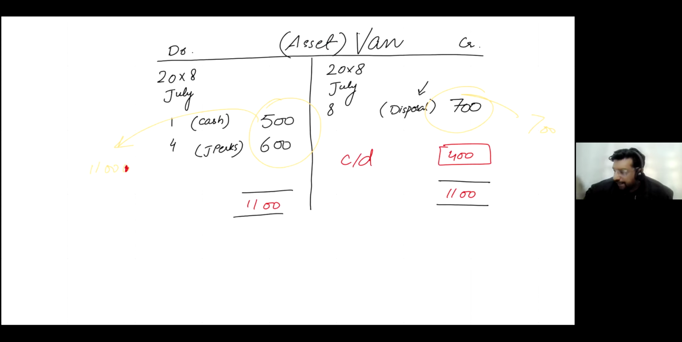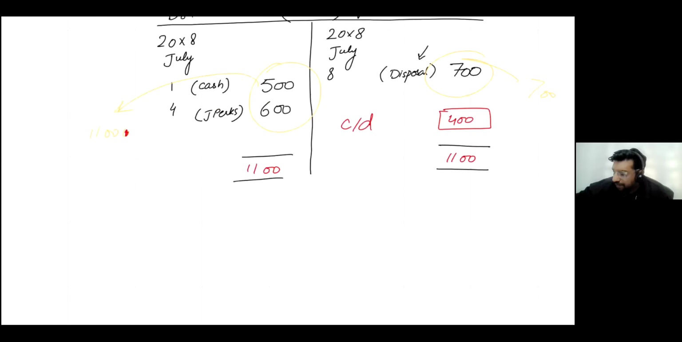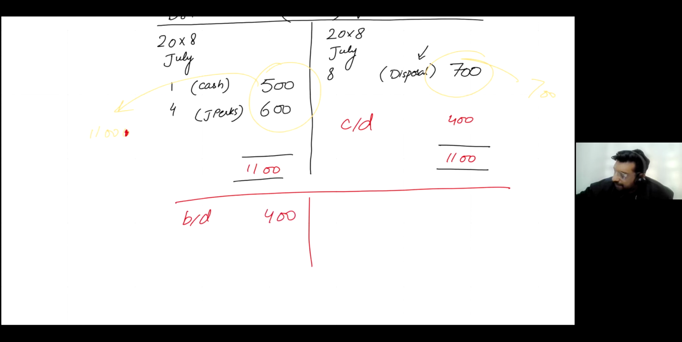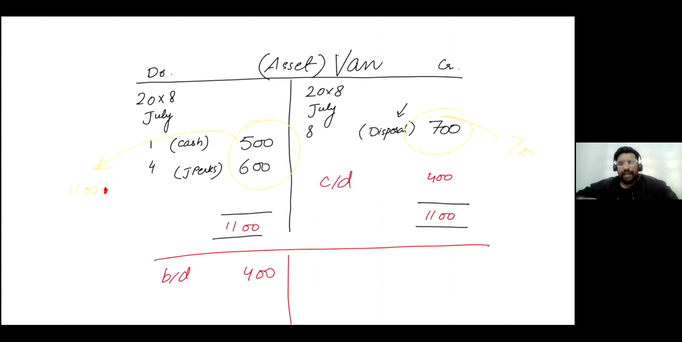And that becomes the brought down balance for the next period. So you're making the account for next year, for example. That's going to be the brought down balance, and that would be coming here. So that's how we make the accounts. That's the format of the T accounts. Let's try an example.